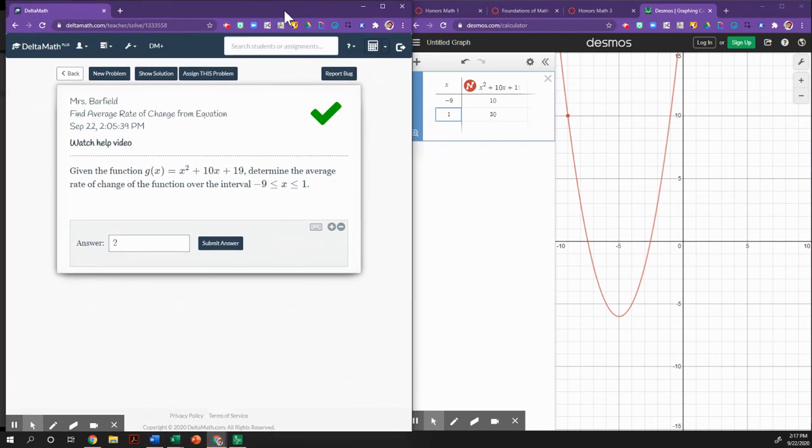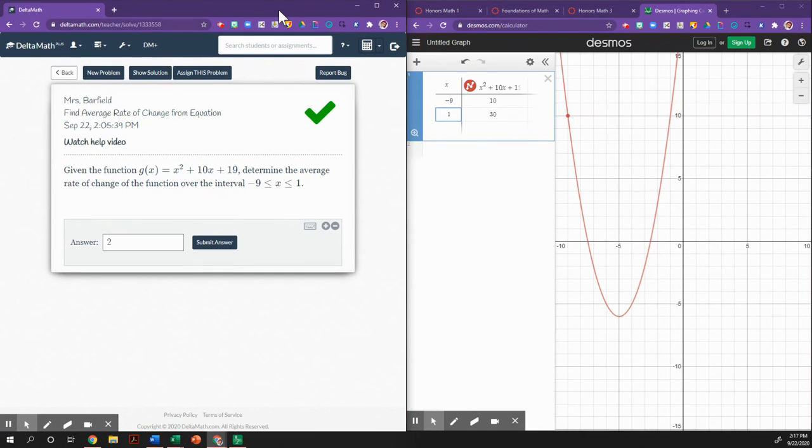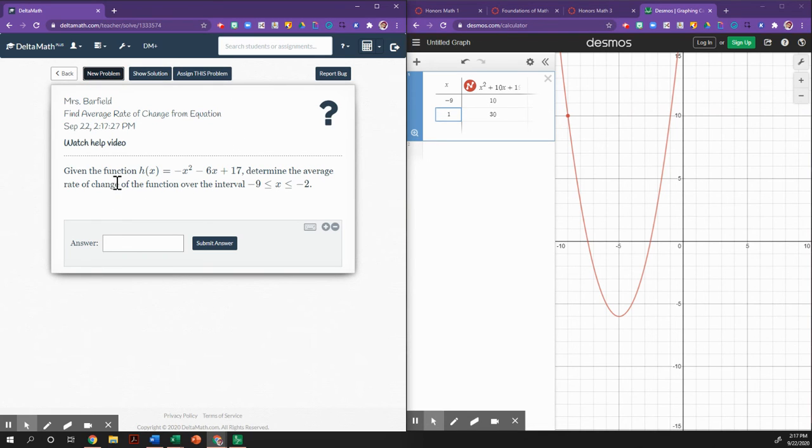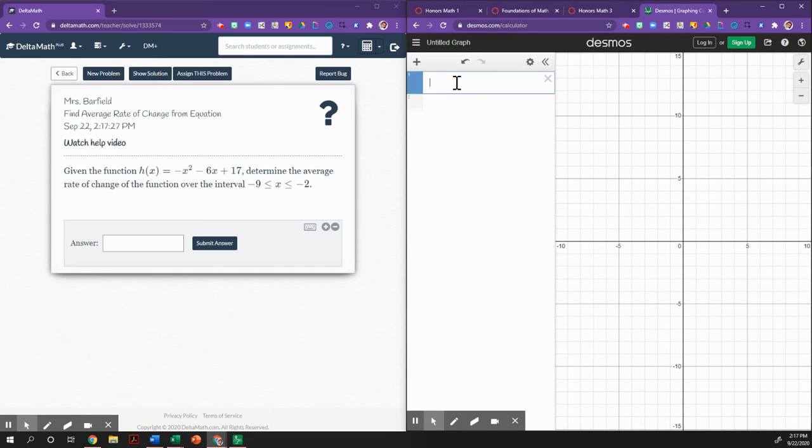All right, so let's try that part again, because I think in terms of doing it by hand, that one example was enough. So let's go to a new problem. It says, given the function h of x equals -x squared minus 6x plus 17, determine the average rate of change of the function over the interval from -9 to -2. All right, so y equals, and you can type in h of x, it works.